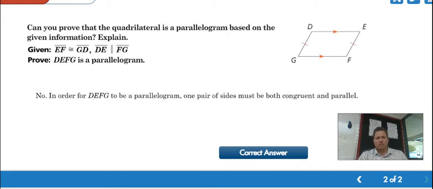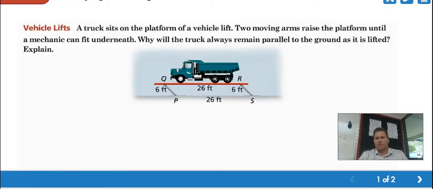So in order for DEFG to be a parallelogram, one pair of the sides must be both congruent and parallel. So these sides could be congruent, but they would also need to be parallel in order for me to use that proof. Okay, so make sure you have that sentence right there written down, and let's go to our next problem. All right, my last problem that we have right here is problem number 3.